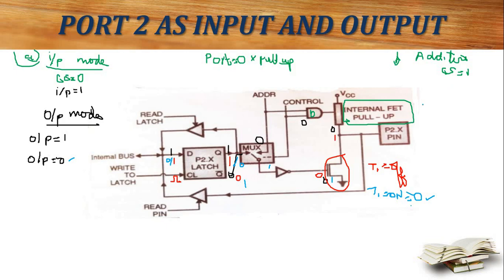Next, in address mode, this control signal is equal to 1. Control signal being 1 means for this address line we also need to check two conditions: A equal to 1 and A equal to 0. If A is equal to 1, this time the MUX will take the output from this NOT gate. So 1 becomes 0, and 0 is given to the MUX, which is given to the FET transistor. This is condition 1: if A equals 1, T1 will be off.